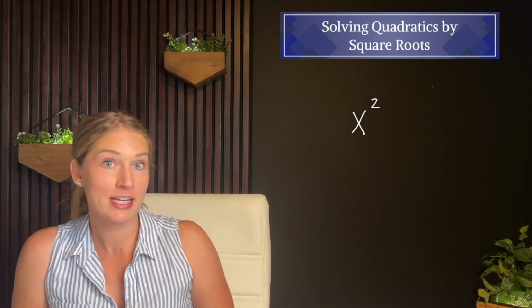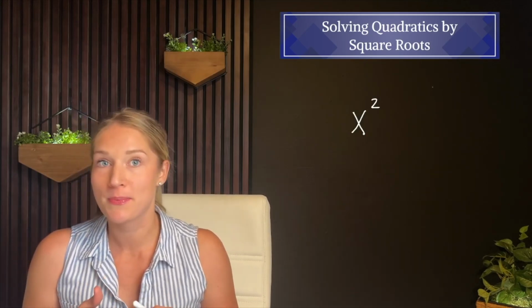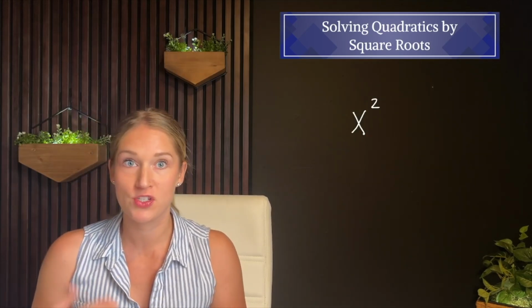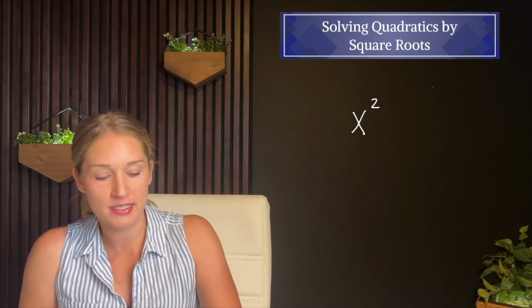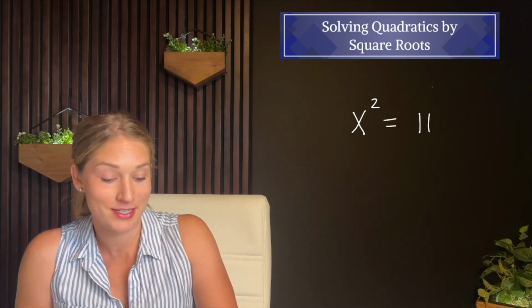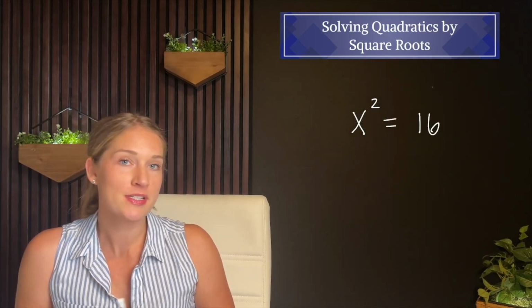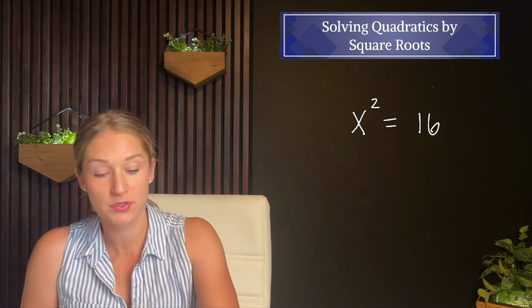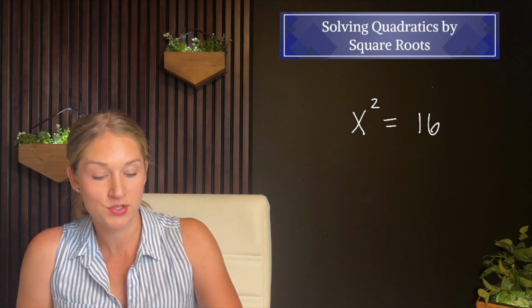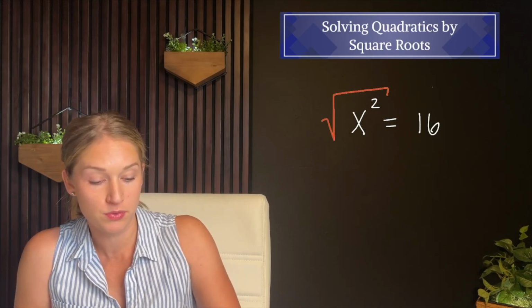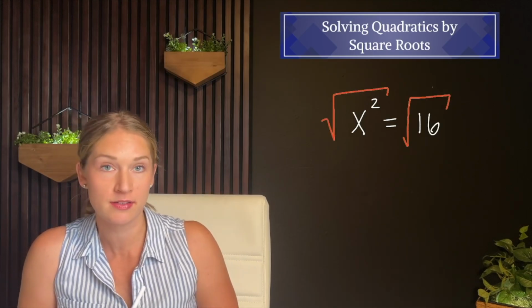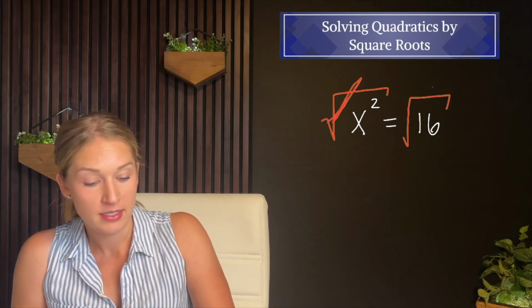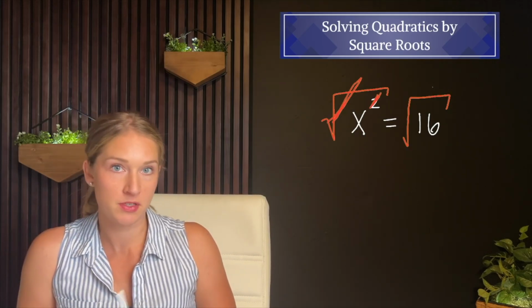If we want to get just x, we need to do the opposite operation of squaring, which is to square root something. So for example, let's say I've got x squared equals 16. Well, if I want to undo the exponent of squaring, then I need to square root. So what I would do is just square root both sides of the equation. Then the square root cancels out the exponent of squaring.